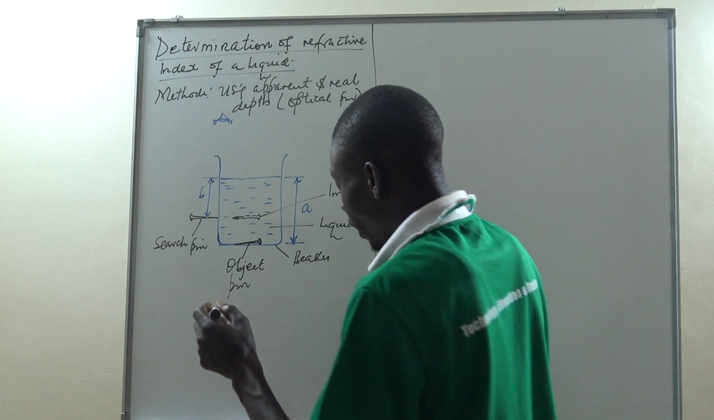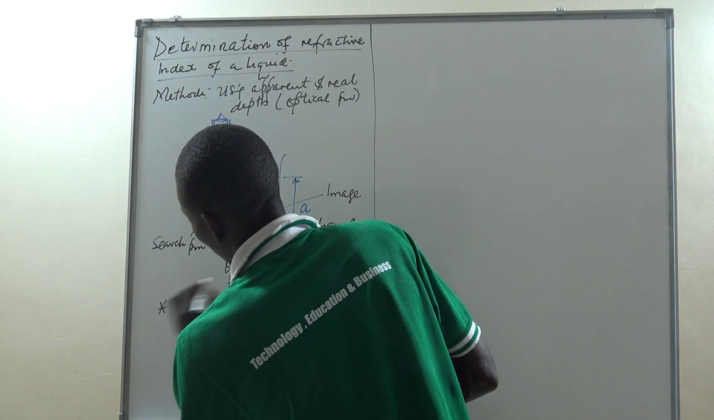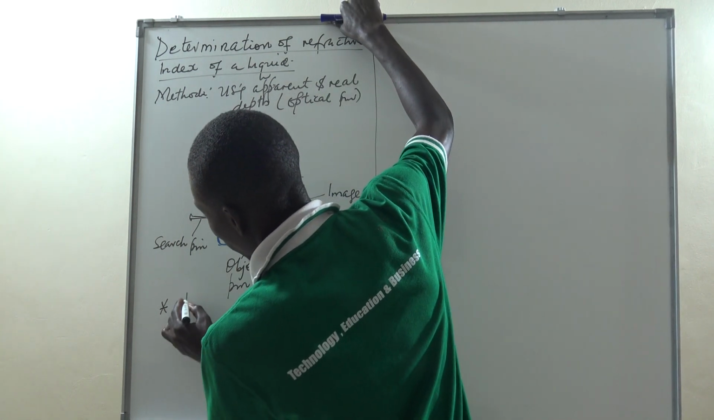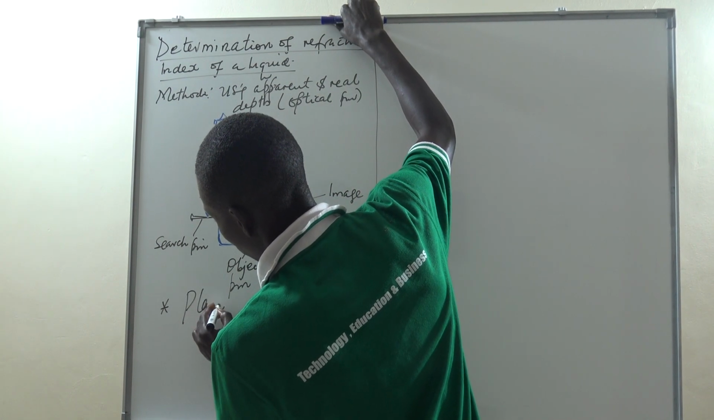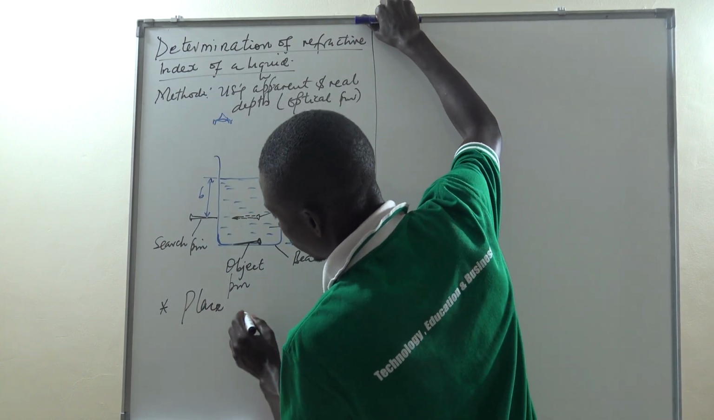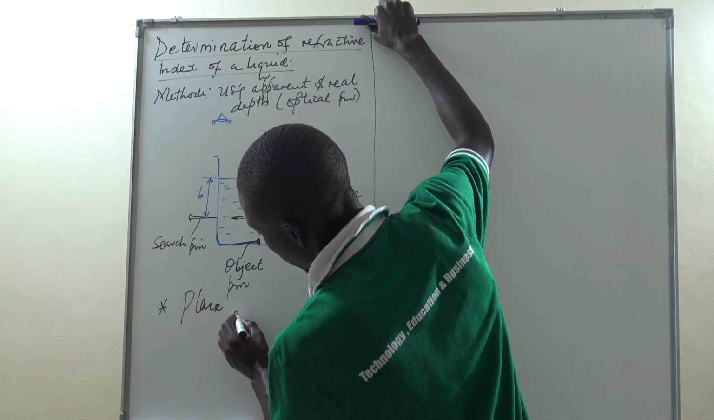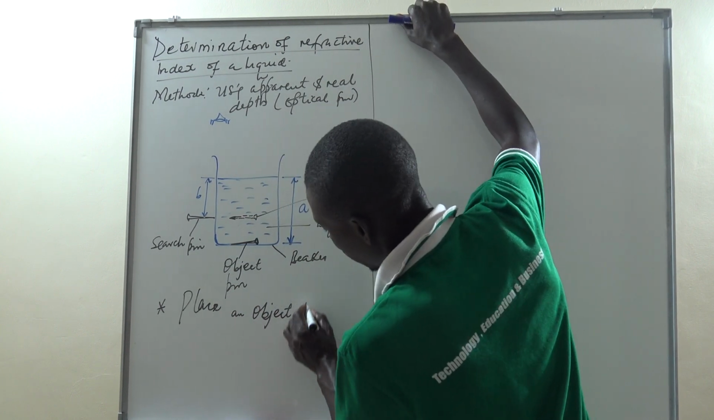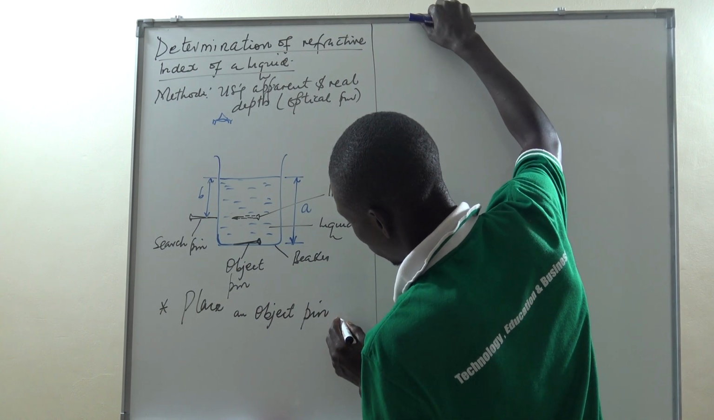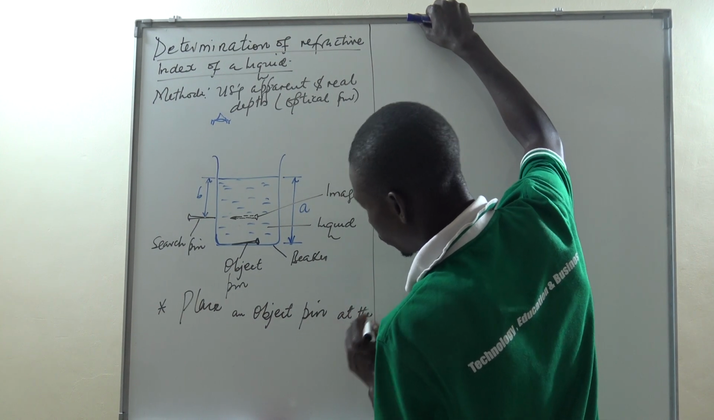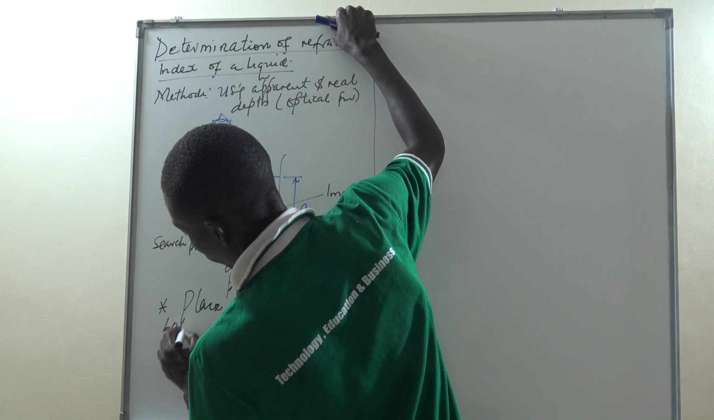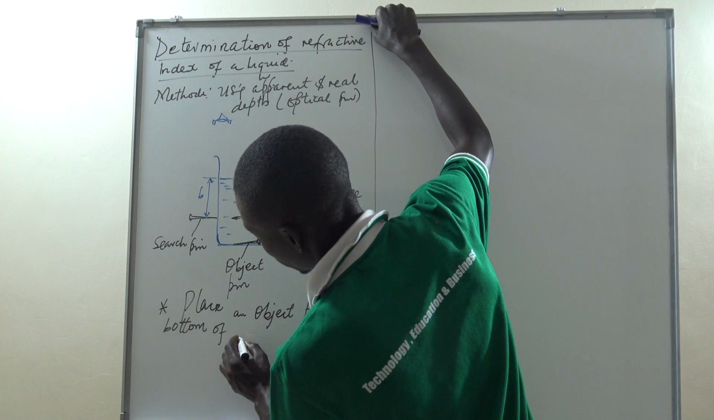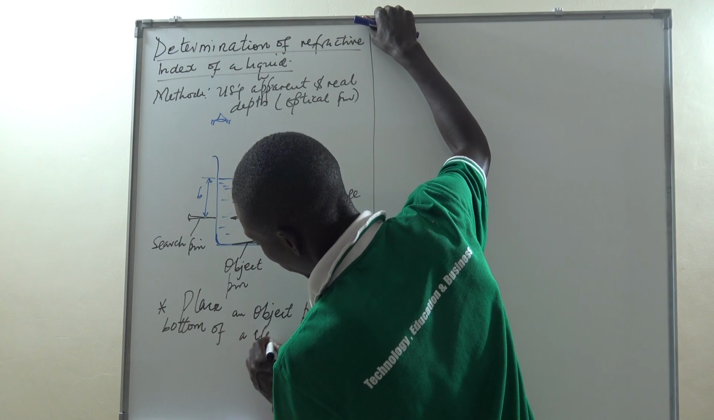Now, let's describe the procedure together. We say number one is place an object pin at the bottom of a clean beaker.